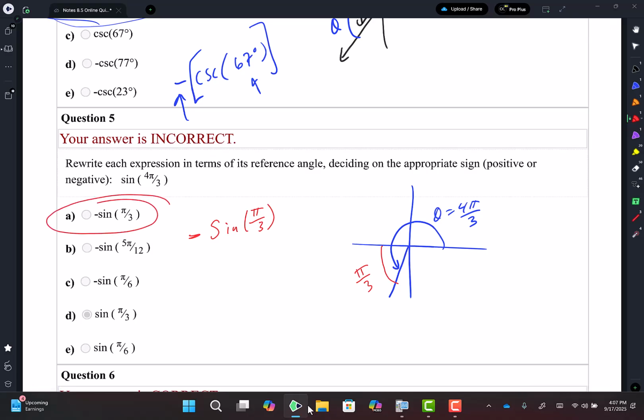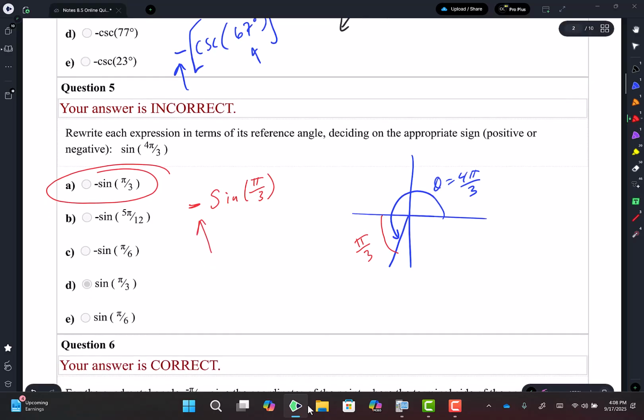There it is. Do you see what I'm talking about? Sine of pi over 3 is going to be a positive. It's square root of 3 over 2. But I want it to be a negative answer, so I put the negative in the front, because sine of 4 pi over 3 is negative square root of 3 over 2.